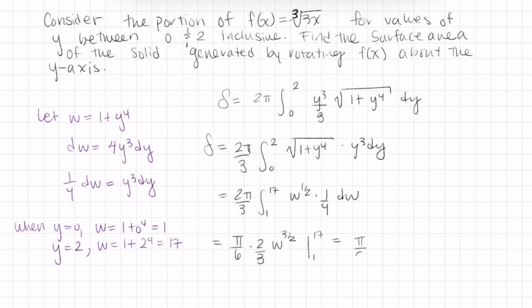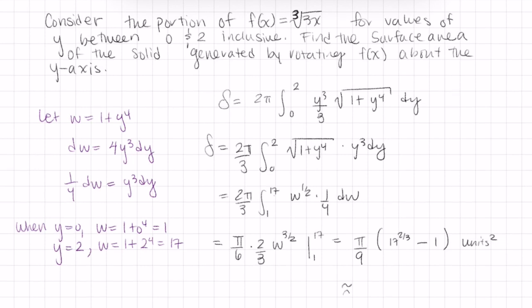So this is pi over 9 times 17 to the 3/2 power minus 1 to the 3/2 power. 1 to the 3/2 power is just going to be 1, so I'll leave that off. And this is units squared. You can pop this in a calculator to get the approximation of 24.118, and again, units squared.